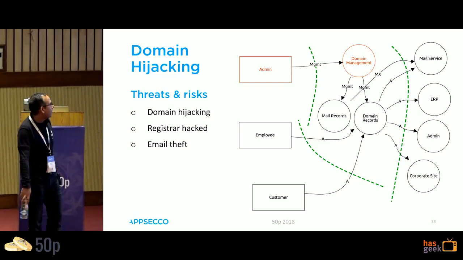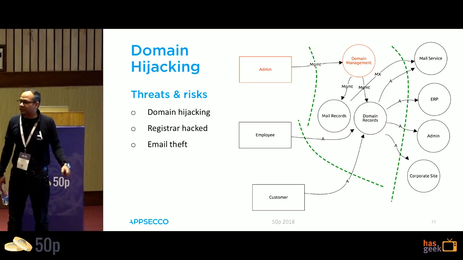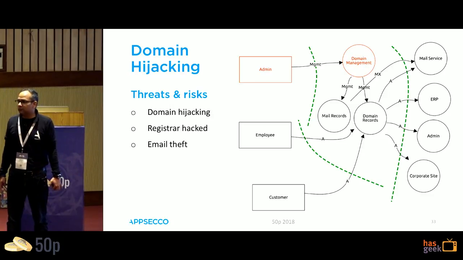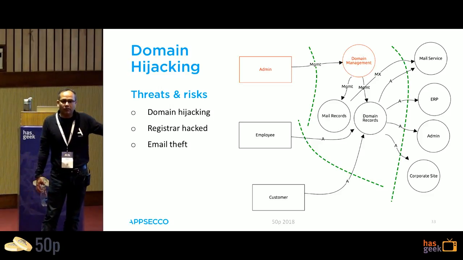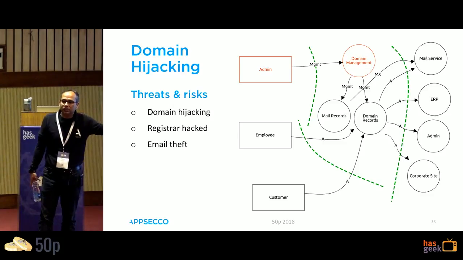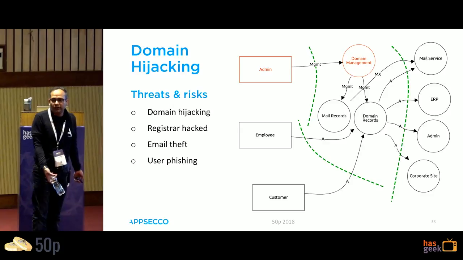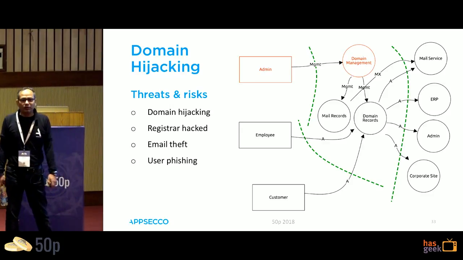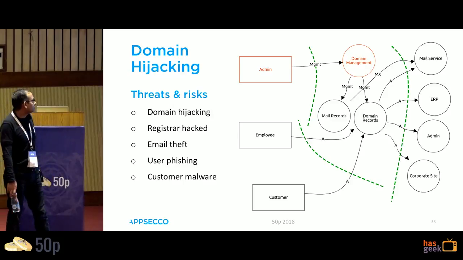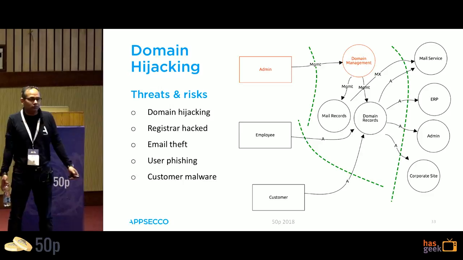Domain hijacking was possible. Email theft, it's a simple one. People change the MX record, the mail exchange record, and now the emails which are meant for your mail server are going to the server the domain is configured with, and it's not yours. User phishing, obviously if the email is no longer in your control, phishing is perfect. Your client will not be able to tell the difference. Customer malware, people want to go after your users and do some malware stuff.